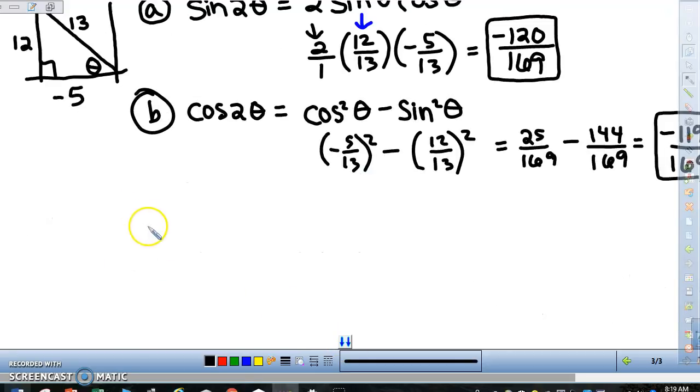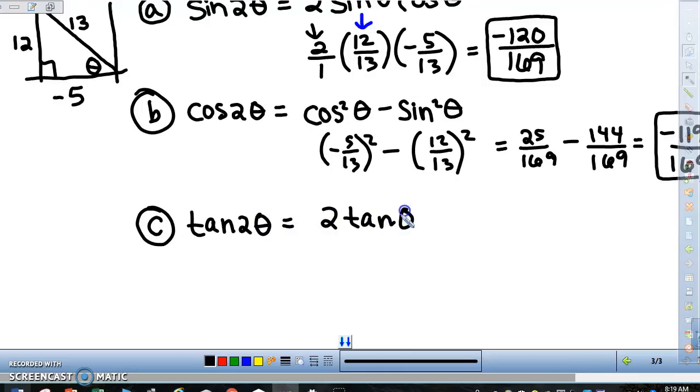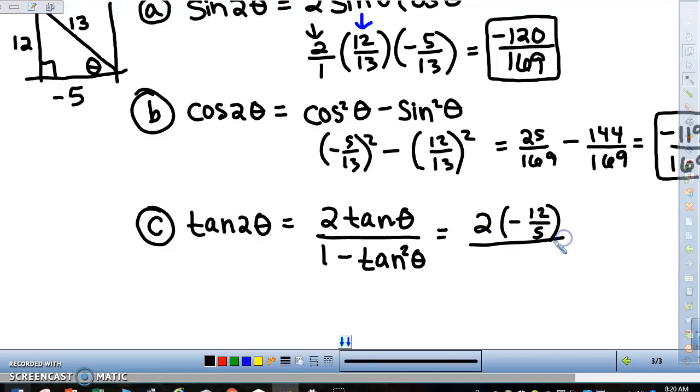Okay, let's talk about tan. So the double angle formula for tan, we are doing 2 times tan theta divided by 1 minus tan squared of theta. So looking up at our triangle, tan is opposite over adjacent. So tan is 12 over -5. We could just make the entire fraction negative. So think of it as -12/5. Positive divided by a negative is a negative.